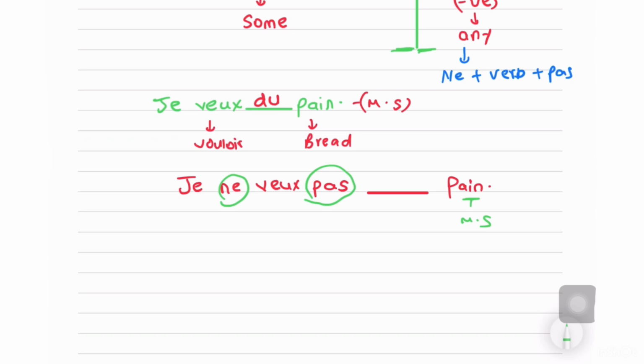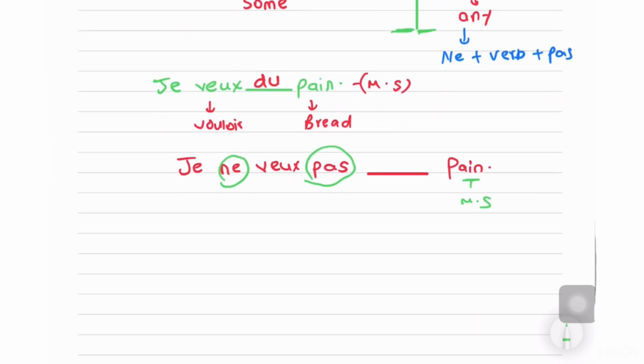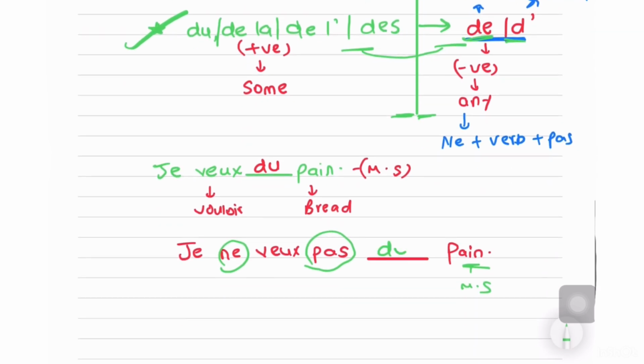If the ne pas is there, I will not use any of these four because these are for positive sentences and they mean some. Here, I have to say any. Now this does not start with a vowel, okay, that means I will pick de. So, je ne veux pas de pain. I don't want any bread.